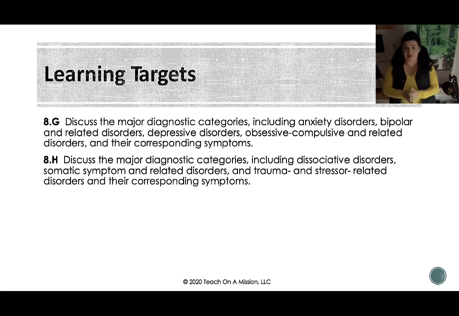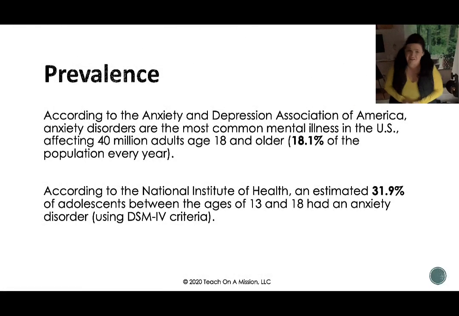So let's just jump right in and talk about some of the prevalence, because again, we're not just learning about this to do well in our AP exam, right? We're learning about this because we're talking about human beings. According to the Anxiety and Depression Association of America, anxiety disorders are the most common mental illness in the United States. It affects 40 million adults ages 18 and older. That's 18.1% of the population every year. And that's just people who admit it out loud.